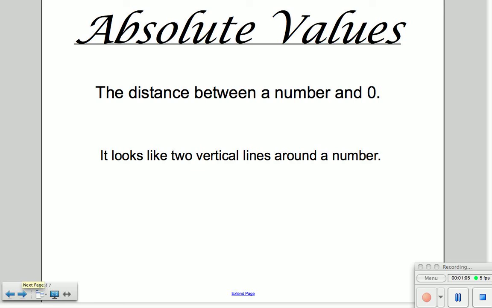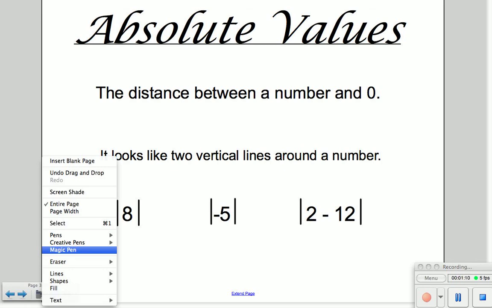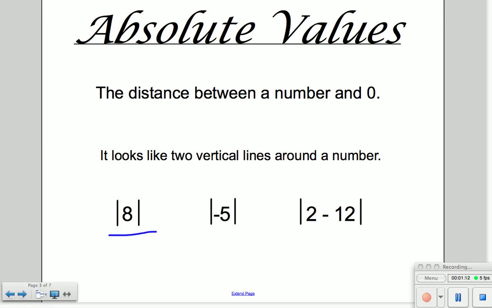So here's a couple of examples. This is read as the absolute value of 8. It's 8 in between two vertical lines, so those vertical lines mean absolute value. This is read as the absolute value of -5 because there's a -5 in between two vertical lines. This fun thing right here is read as the absolute value of 2 minus 12 because 2 minus 12 is in between the two vertical lines.